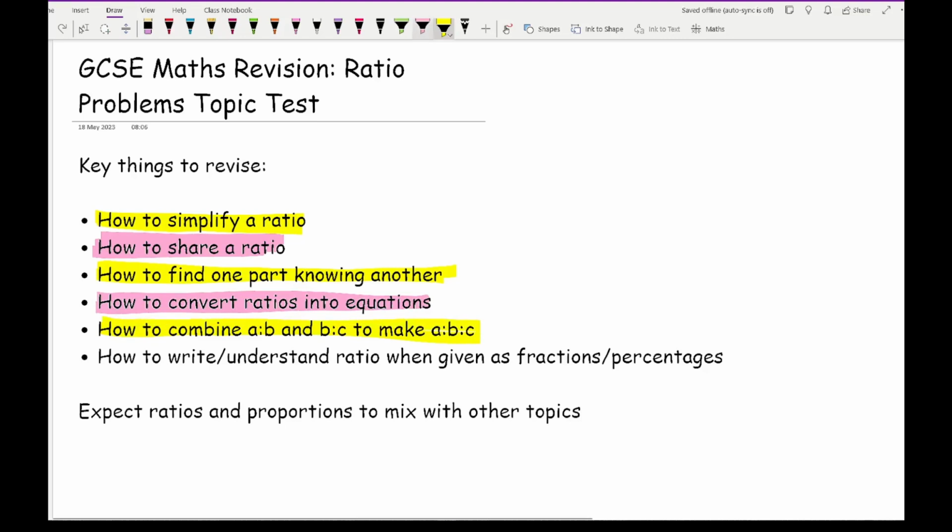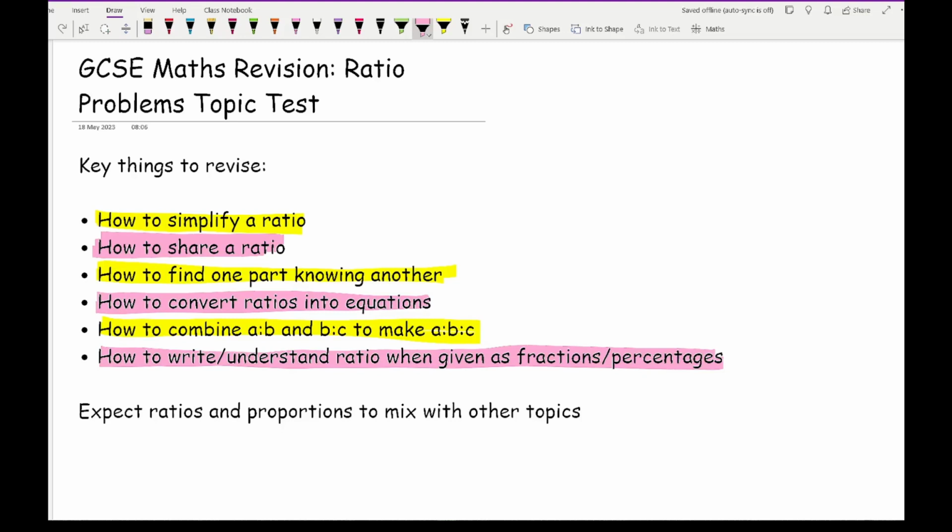And the next thing you then need to be able to do is to know how to write and understand a ratio when given as a fraction or percentage. Again, the wording of this tends to become a lot more apparent in recent test papers, where they're saying like x is 40% of y, or x is 3/4 of x.